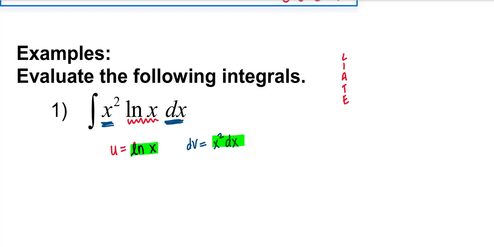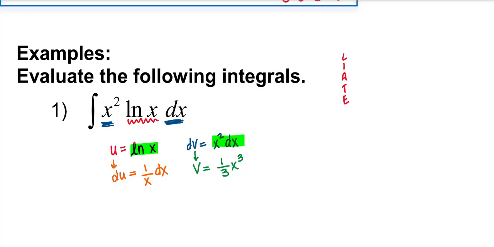Okay, so if I have u, I need to do the derivative, so I'm going to say du. The derivative of natural log of x is 1 over x dx. It's very important that you have that dx in there. And then, because if you have dv, now you need to calculate v. So I'm going to do the antiderivative of x squared dx. That just gets me the 1/3 x cubed. I will put my plus c at the end of my overall problem.